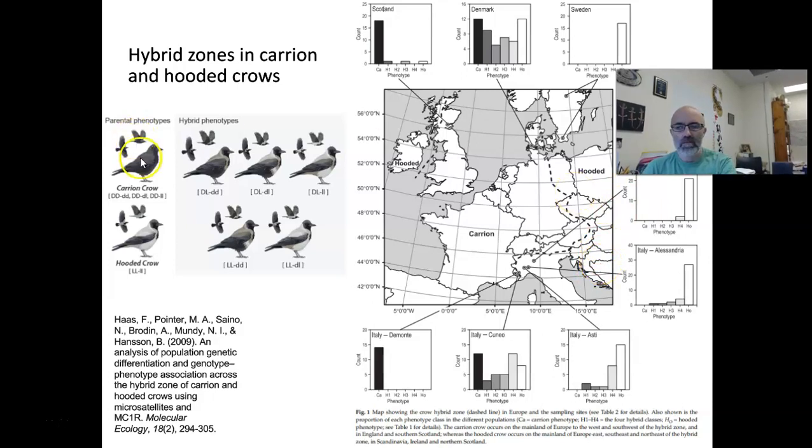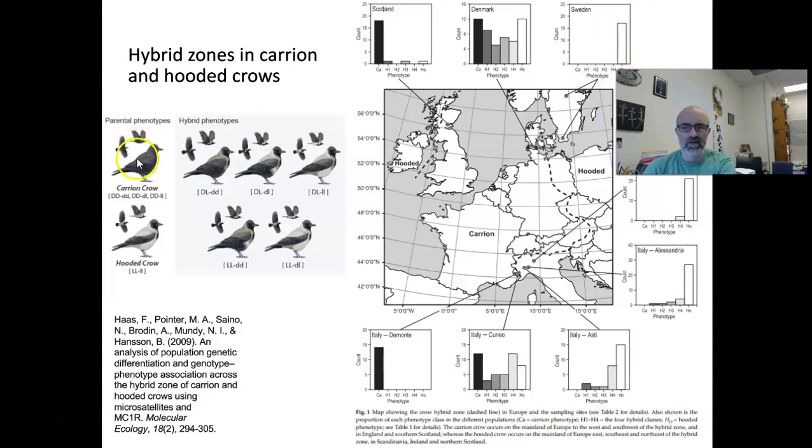The two are morphologically distinct, right? The genes for their coat color are maintained as separate. So if you go to Scandinavia, and this is clearly in the range of the hooded crow, then we see that the phenotype is only hooded.